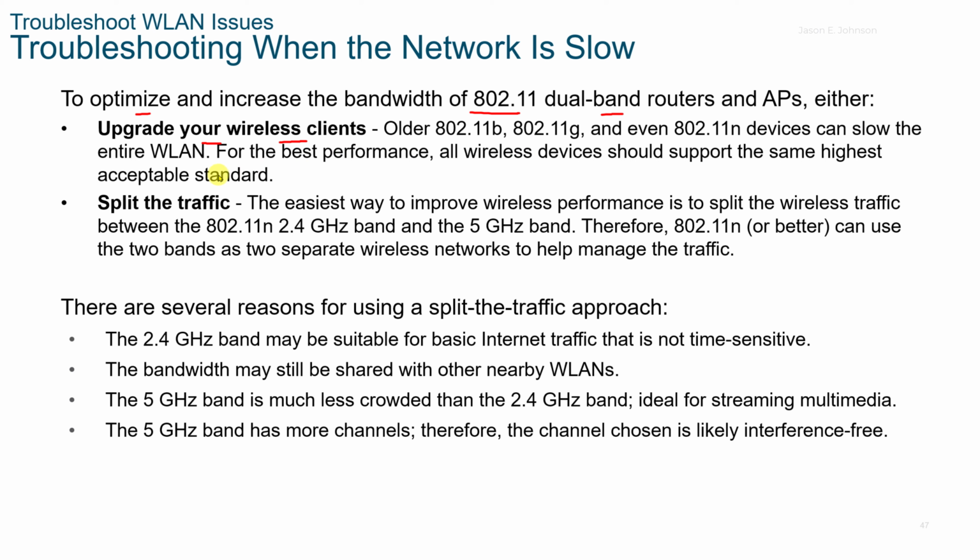Then, to optimize and increase the bandwidth of 802.11 dual-band routers, you can upgrade your wireless client. Slower end devices can slow the entire wireless LAN, so for best performance, all wireless devices should support the same highest acceptable standard. You can also split the traffic, and there are several reasons for doing so. The 2.4 gigahertz band can be suitable for basic internet traffic that's not time sensitive. The 5 gigahertz band is less crowded and can be used better for streaming multimedia. It also has more channels, so the channel chosen is likely interference free.